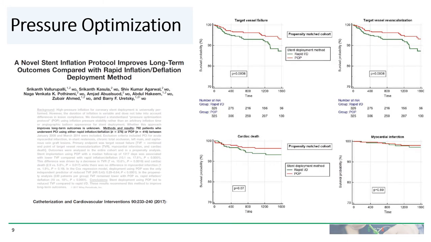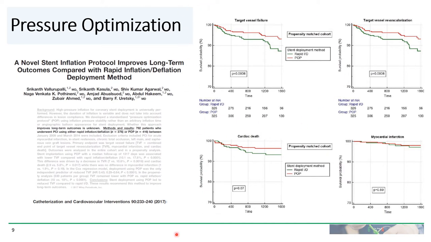All right, so here's the punchline. The authors enrolled 792 patients who underwent PCI either using the rapid inflation-deflation protocol, 376 patients, or the pressure optimization protocol, 416 patients. Their primary outcome was target vessel failure.